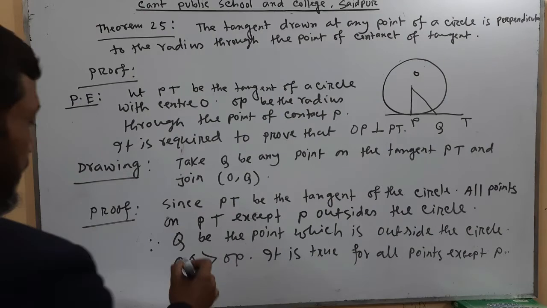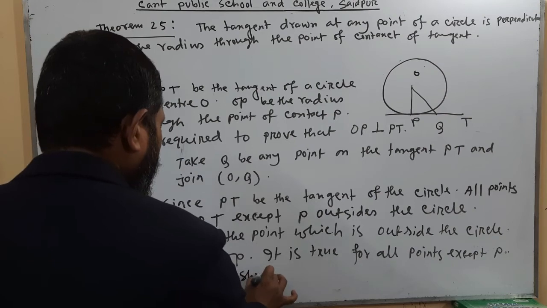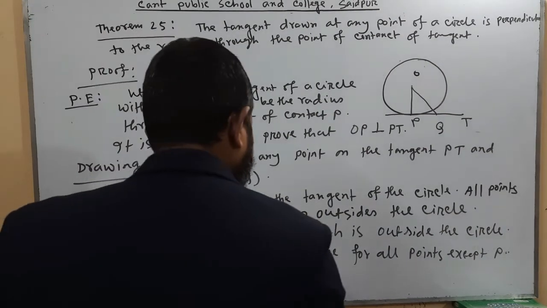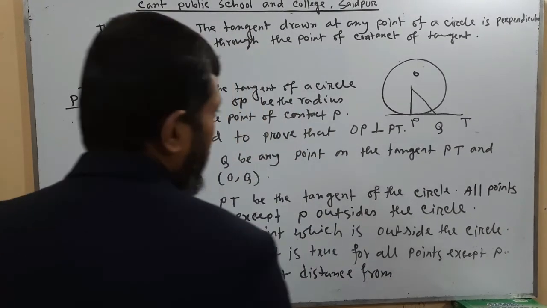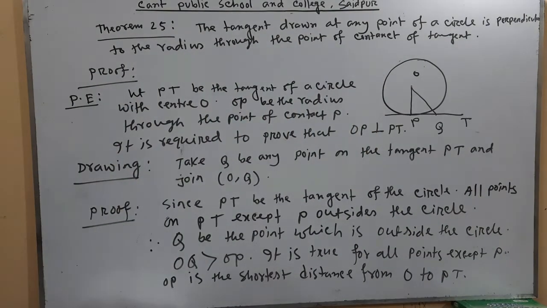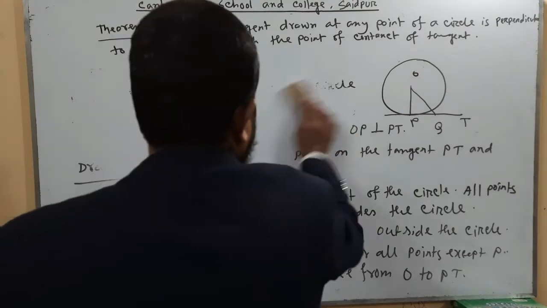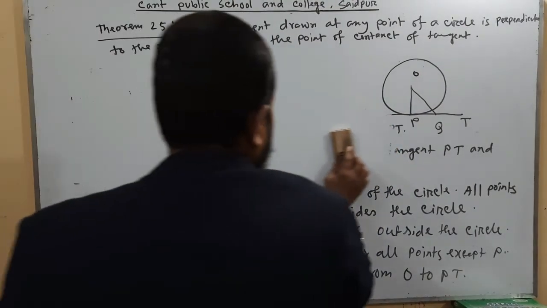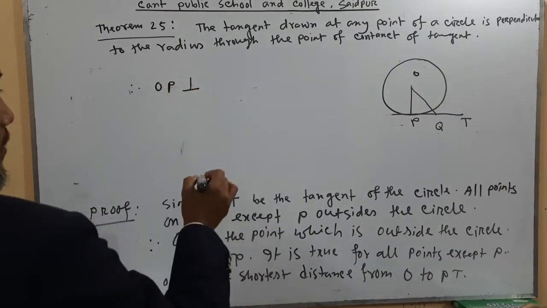So OP is the shortest distance from O to PT. So we can tell easily OP is perpendicular to PT. Therefore, OP is perpendicular to PT.